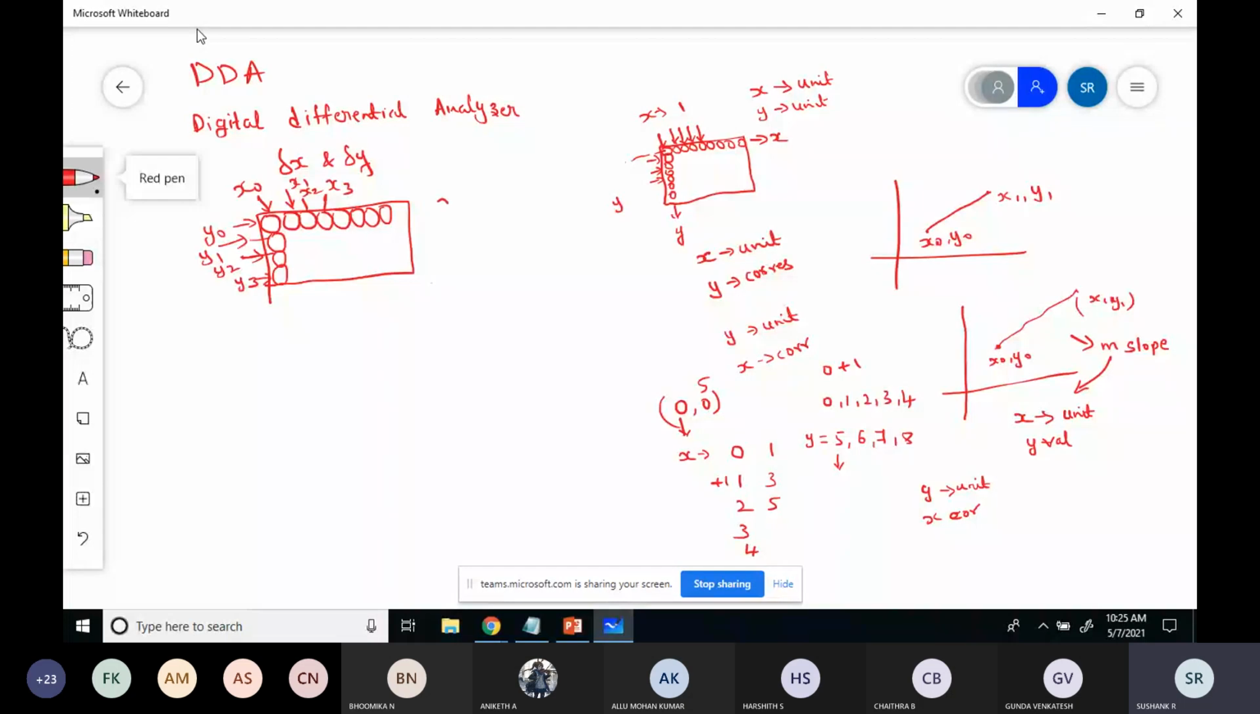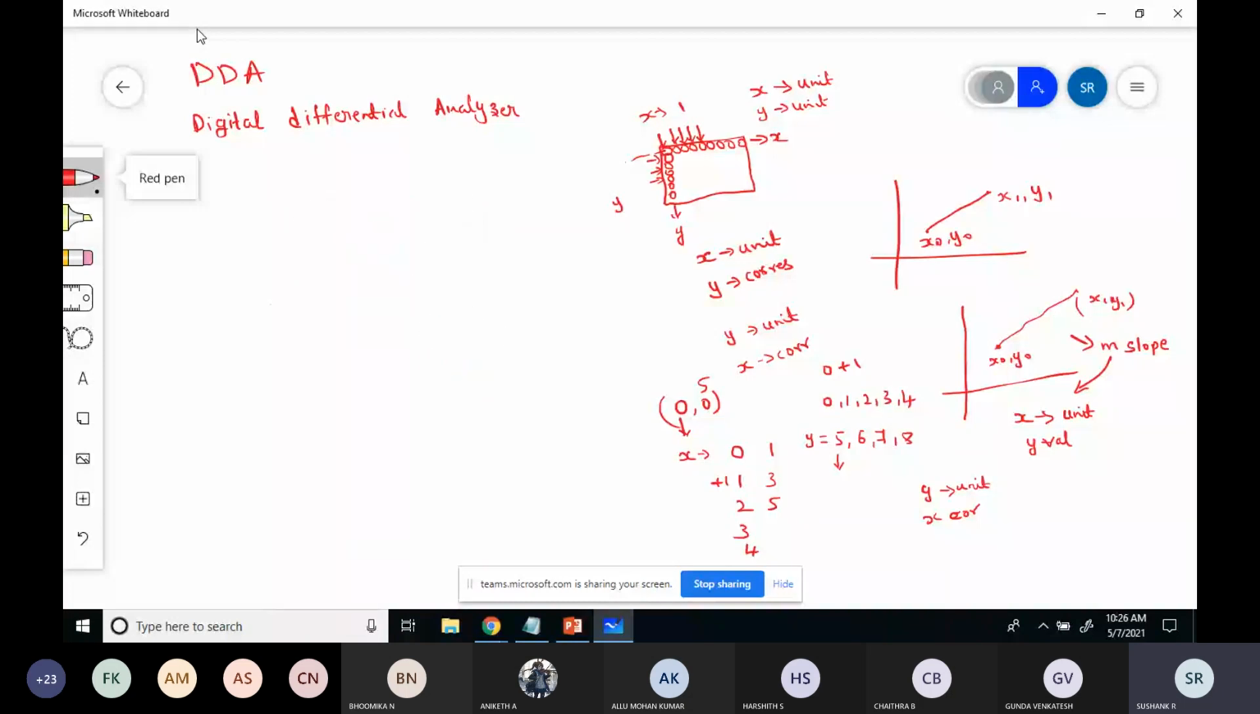If I take xk as 0, x of k plus 1 means x1, x of k plus 2 means x2, like that. If I take yk, it is y0, y of k plus 1 means y1. So now, by considering this, we will calculate. I'll give a general slope formula.